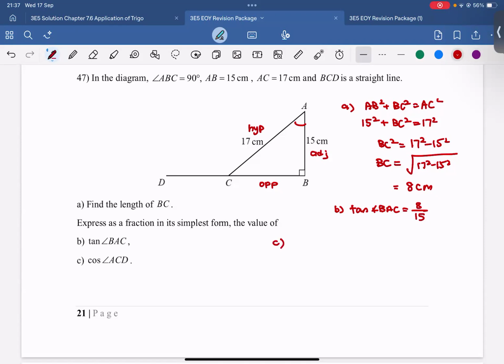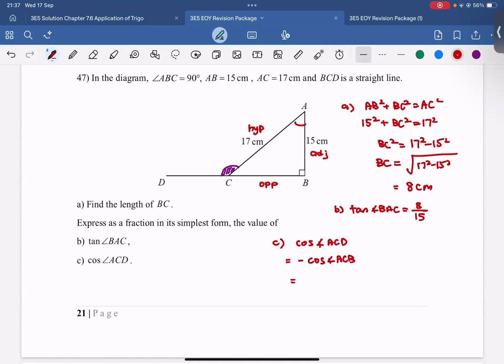Next, how to find cosine ACD? This is the angle. Can we find this angle? Cannot, right? This is not in the triangle, right? So if I want to make use of the one in the triangle, what happen? We add a negative. It's actually negative cosine ACB.